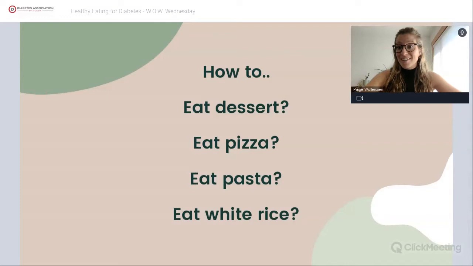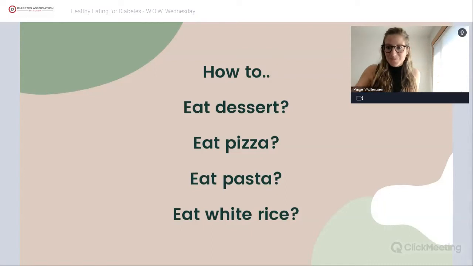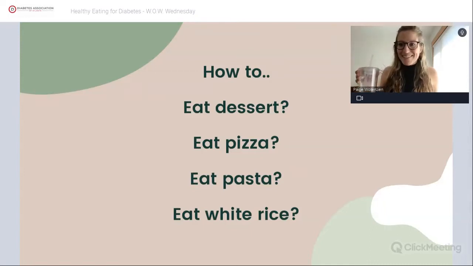You can use the chat if anyone has any idea how we can eat a cookie or a cupcake or a piece of birthday cake if we have diabetes. Does anyone have any ideas? Only 3 bites?